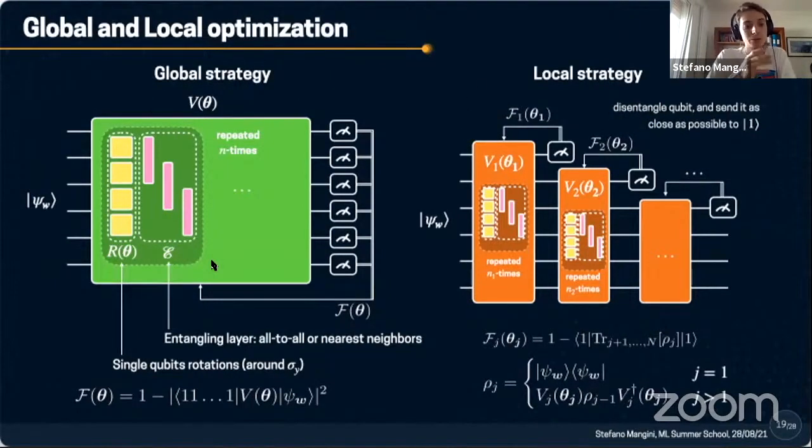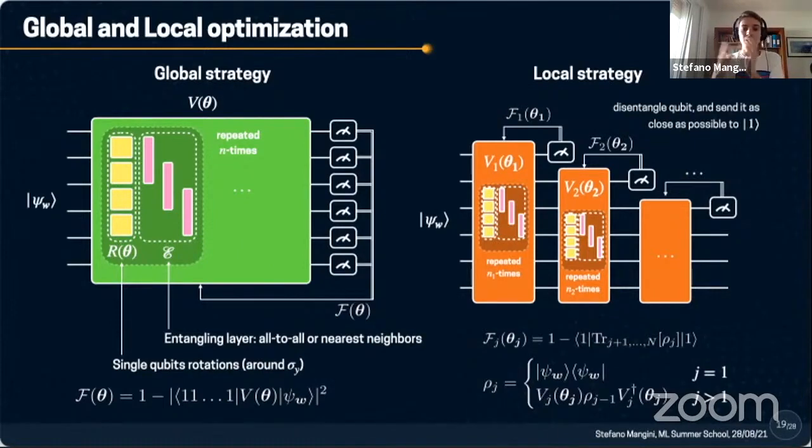The idea of the global one is that you have this very big variational unitary, which acts always on all the qubits in the circuit. This is done similarly to a quantum neural network, so there are repeated layers, and each layer is given by some single qubit rotation, followed by some entangling operation. In particular, we study two entangling schemes, the all-to-all or nearest neighbor entangling scheme, which I'll talk about in the next slide. And so you have this big unitary which always acts on all qubits.